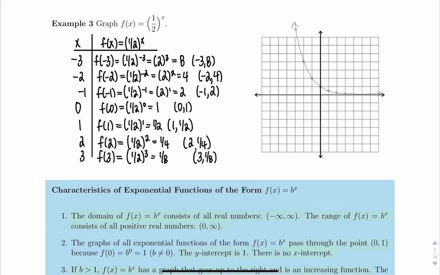So we're going to go ahead and plot these points. We have -3, 8, which is somewhere over here. We have -2, 4. We have -1, 2, 0, 1, 1, 1/2, 2, 1/4, and 3, 1/8.